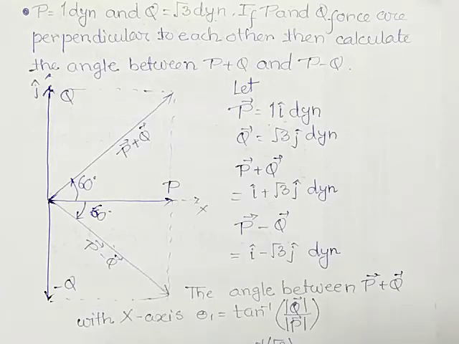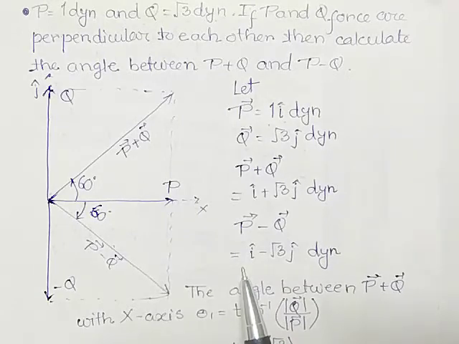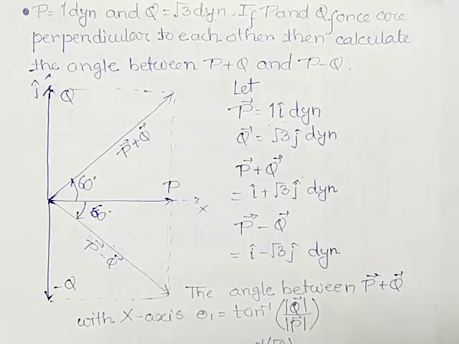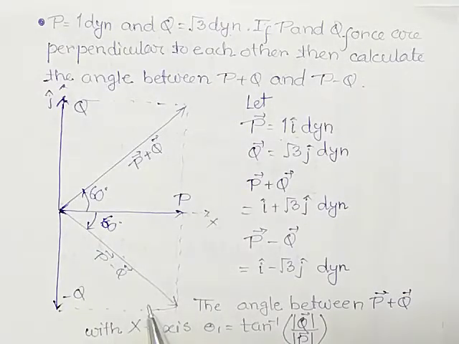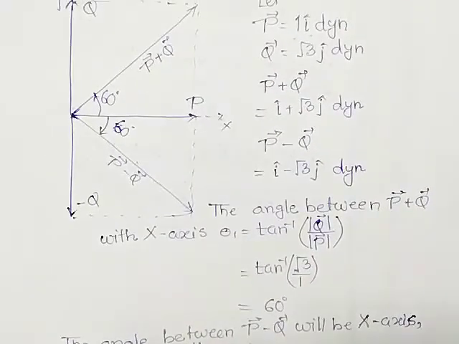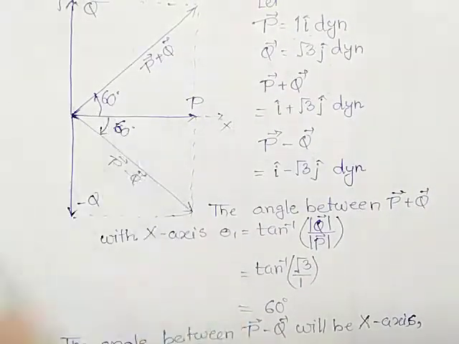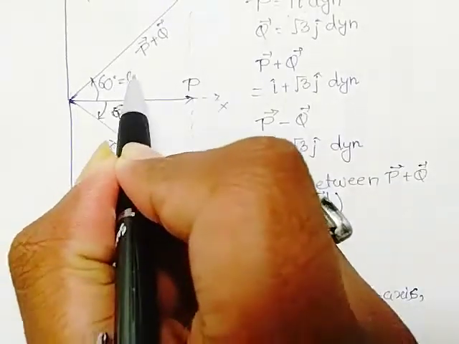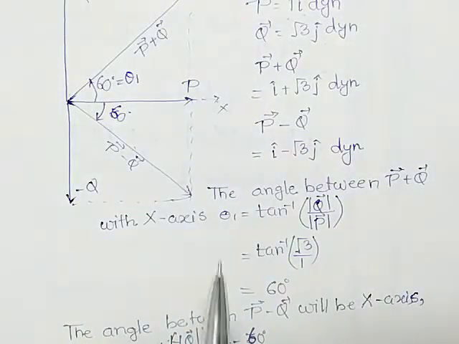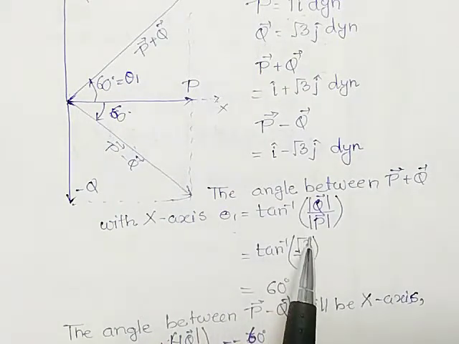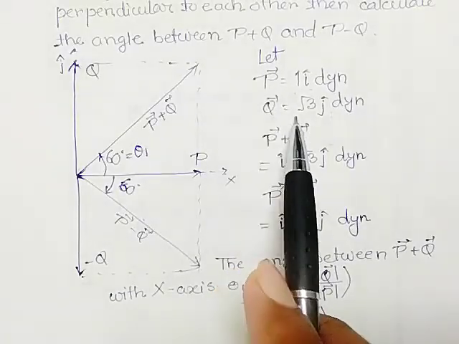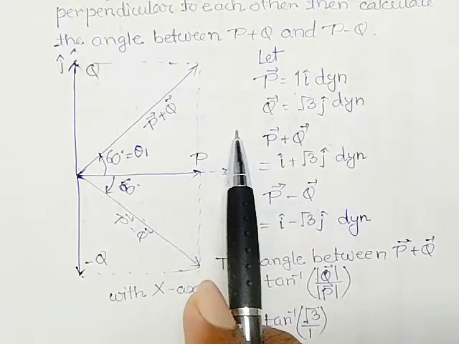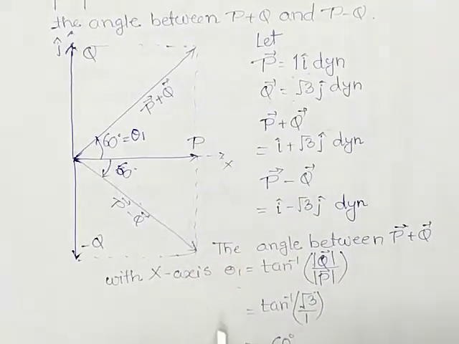Now if I want to find out P minus Q vector, it will be I cap minus root 3 J cap dyne. Okay, obviously this is shown here, and it is evident from the diagram, it is clear to you, I think. Now if I want to calculate this angle, that is theta 1, then theta 1 equals tan inverse of mod of Q divided by mod of P. What is mod of Q? Mod of Q is root over 3 J cap, so mod of Q will be root over 3. So I write root over 3.